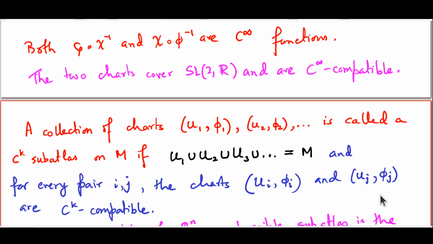is actually all of M. In other words, these charts together form a way of assigning coordinates to every point on the set M, and wherever two such charts overlap, these transition functions are actually C^k, and therefore you have a way of talking about up to kth order differentiability on the entire set M.